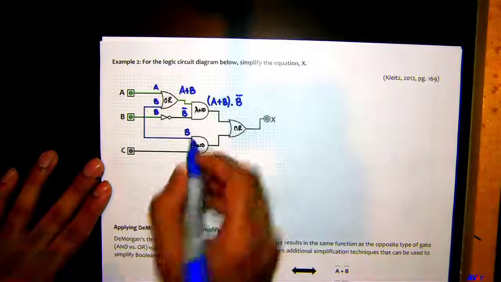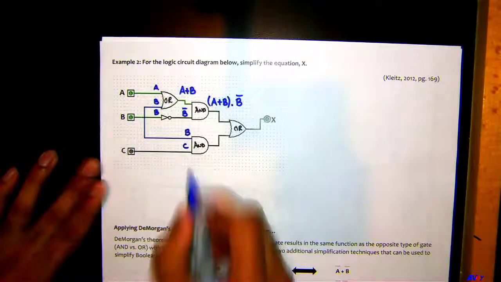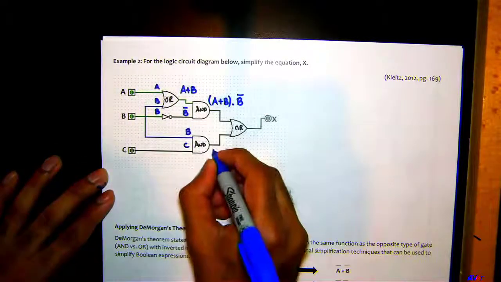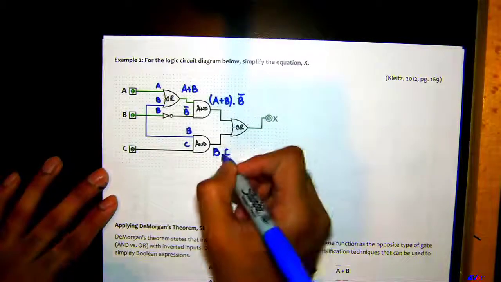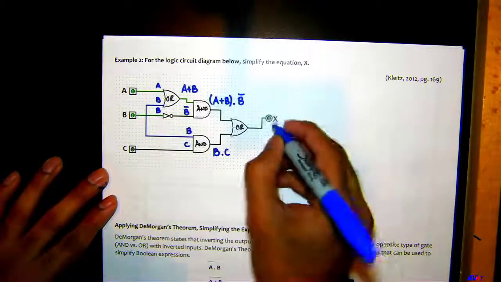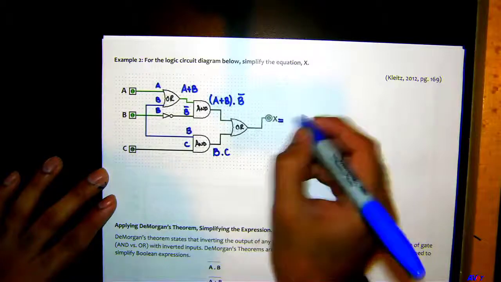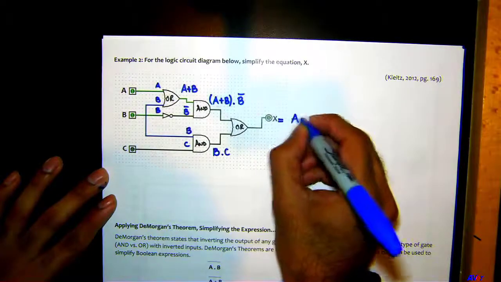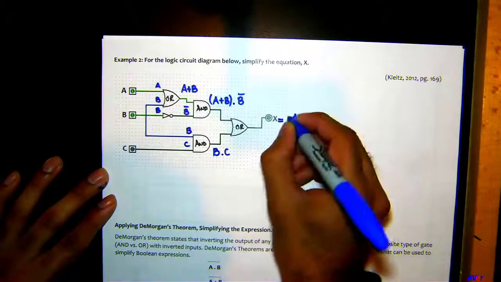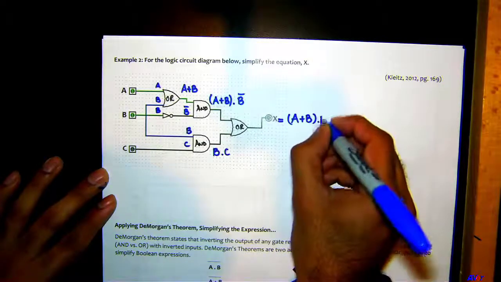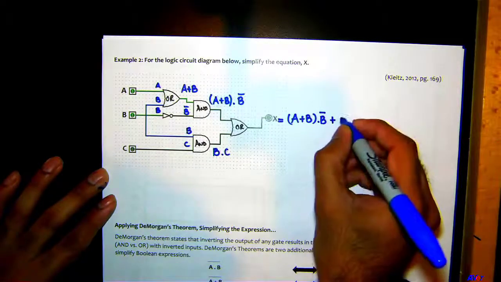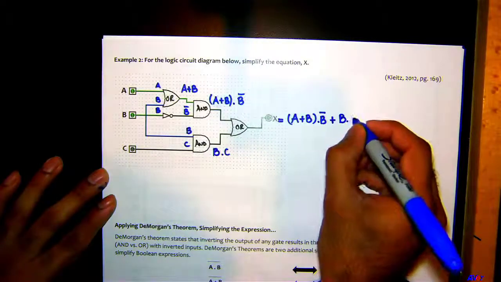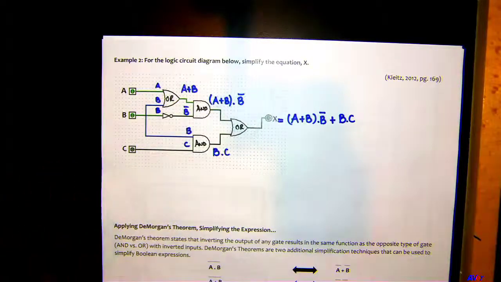Okay, you got B here and you got C here. B and C going into an AND gate, the Boolean expression is going to be B dot C. Okay. And then you got B dot C and this going into OR gate. So X is going to be what here? A plus B dot B bar and then plus sign BC. Okay. All right.